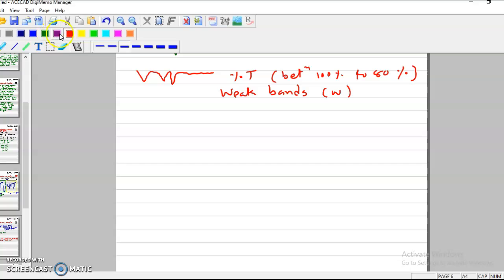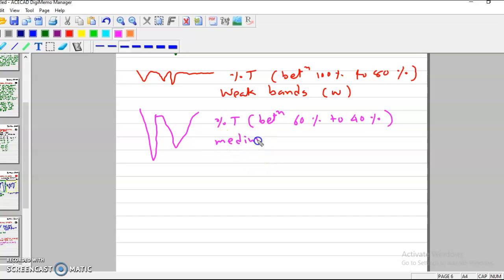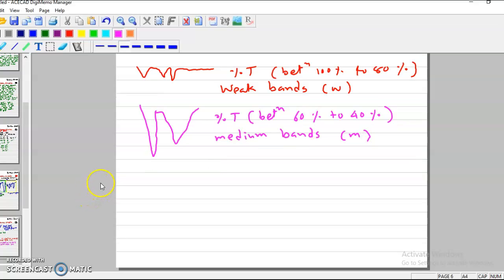Next we will see bands like this. So here percentage transmittance will be between 60% to 40%, or absorption is between 40 to 60%. These are known as medium bands. For that we use a small m in abbreviations.